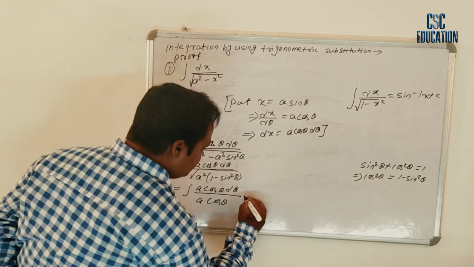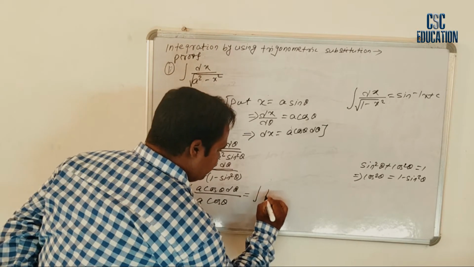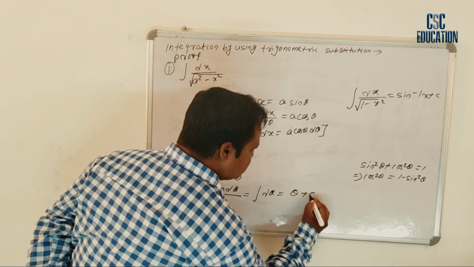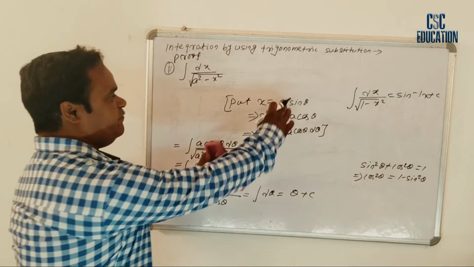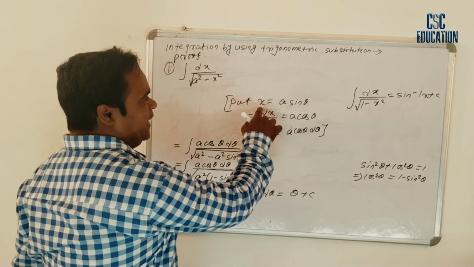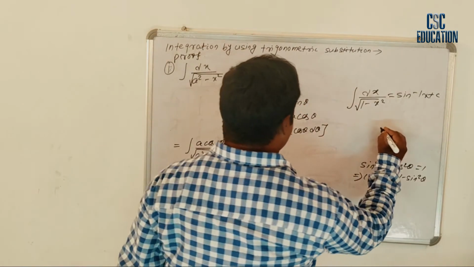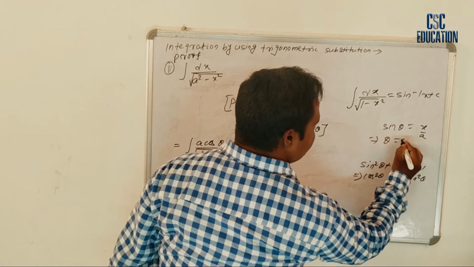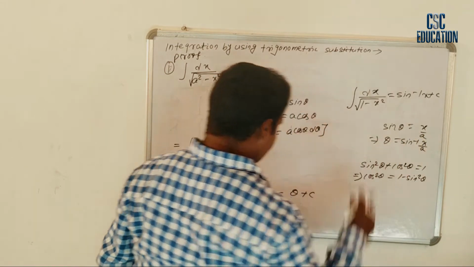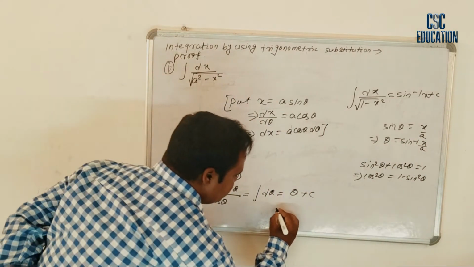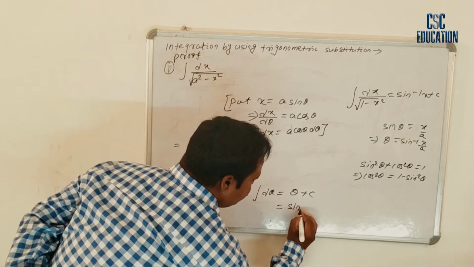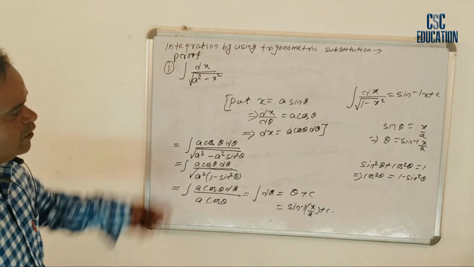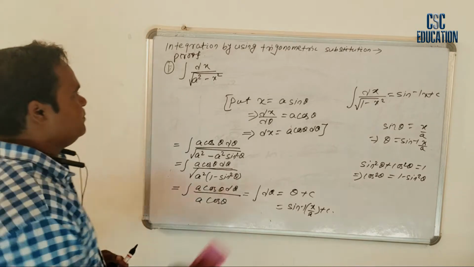So this value equals the integration of d theta. The integration of d theta equals theta plus c. Now find theta from the given substitution x equals a sine theta, that means sine theta equals x divided by a. Then theta equals sine inverse of x by a. Substituting this value for theta, we get sine inverse of x divided by a, plus c. That is the proof of formula number 1. Okay.